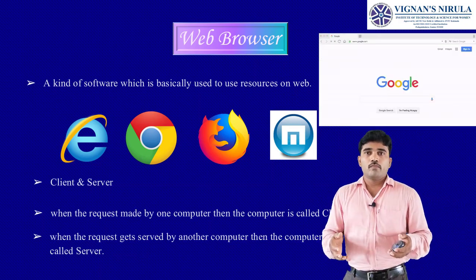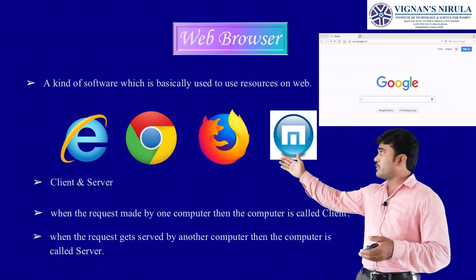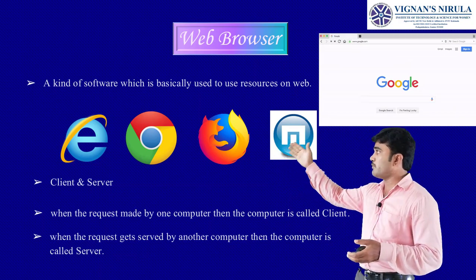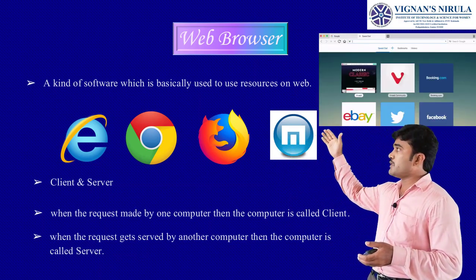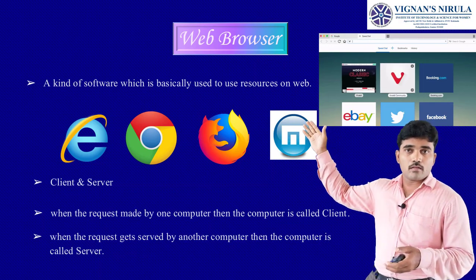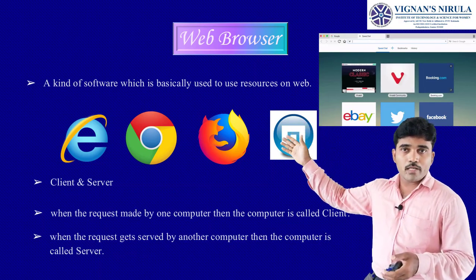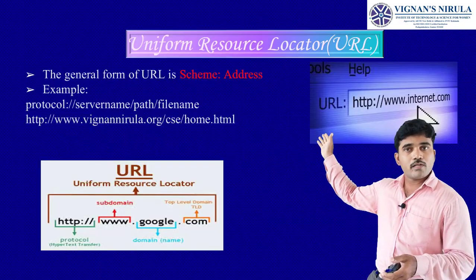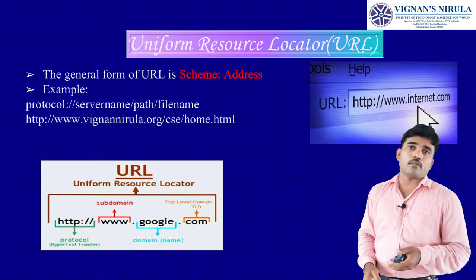What is a web browser? As you see, we have different types of web browsers, like Internet Explorer, Mozilla Firefox, Google Chrome, which we use nowadays, and the last one is Maxthon Cloud Browser.